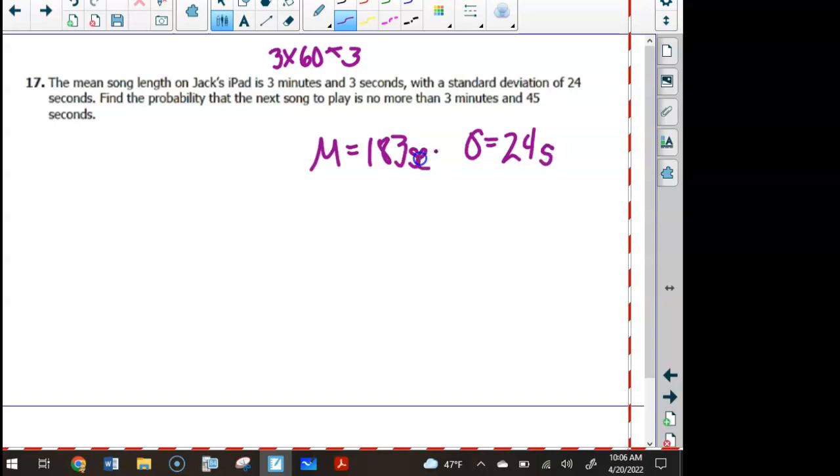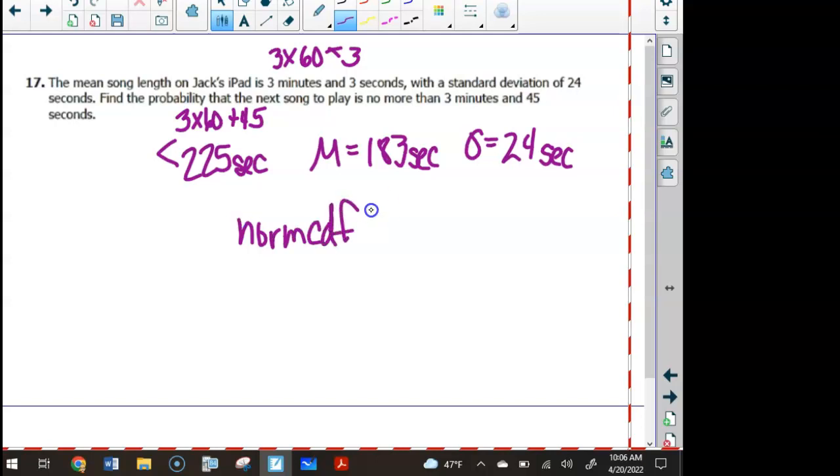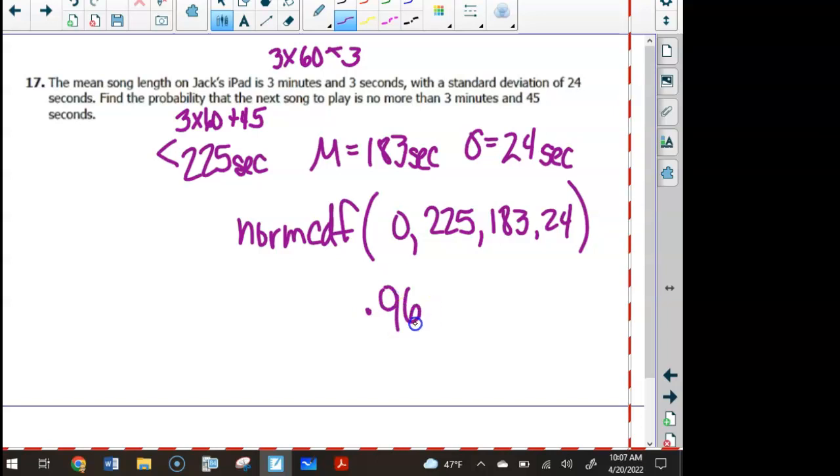Seconds. My S's look like 5, so I'll write seconds. Okay. Find the probability that we have a song less than 3 minutes and 45 seconds, so less than 3 times 60 plus 45. Is that 225? Okay. So how are we going to put that in? You could put negative 999 or something, but the shortest song would be 0, right? So that seems like a good lower limit to me. I agree. And the upper limit, we want 225, mean, standard deviation. Somebody give me what you get. 0.96. Somebody else agreeing? Yeah. Okay. So about 96% probability that it will be 3 minutes and 45 seconds or less.